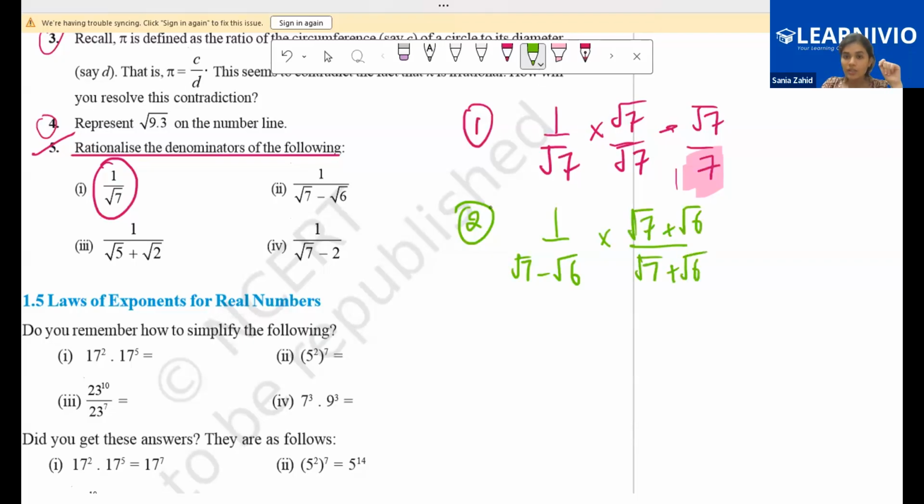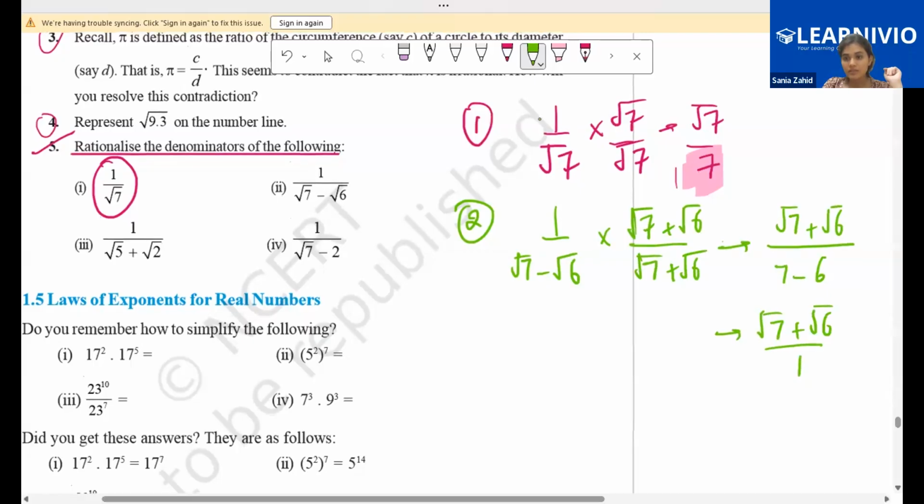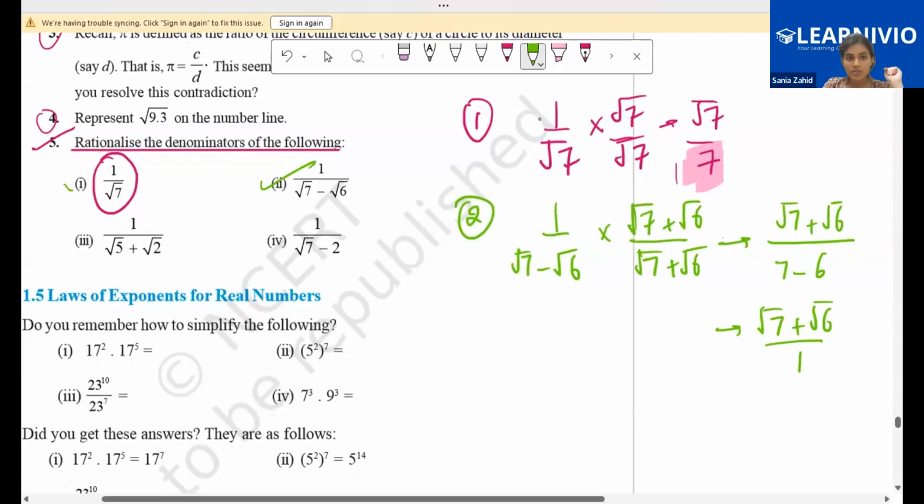So what do you get over here? Root 7 plus root 6 divided by, now a plus b, a minus b gives you a square minus b square. So that's 7 minus 6. And your answer becomes root 7 plus root 6 by 1. So your denominator is a rational number. It's rationalized. Right, children? Did you understand both of these questions?